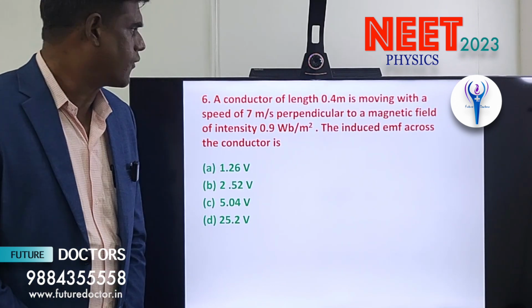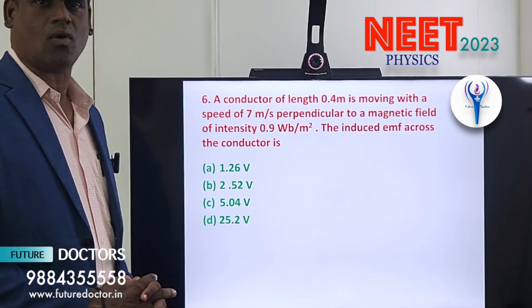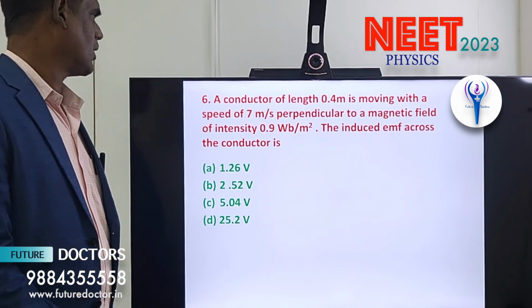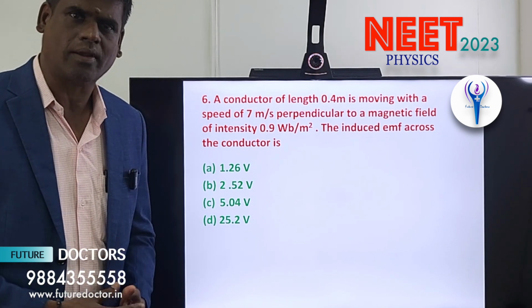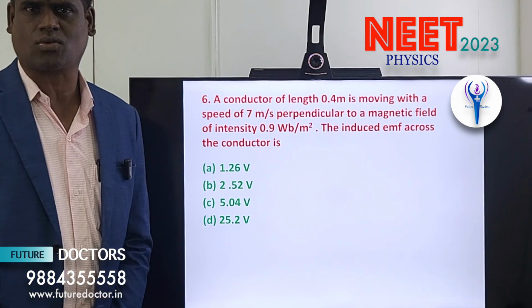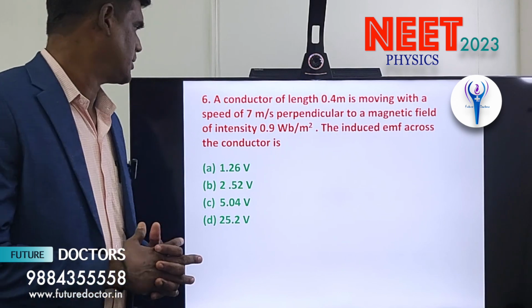A conductor of length 0.4 meter is moving with a speed of 7 meter per second perpendicular to a magnetic field of intensity 0.9 Weber per meter square. The induced EMF across the conductor is dash.